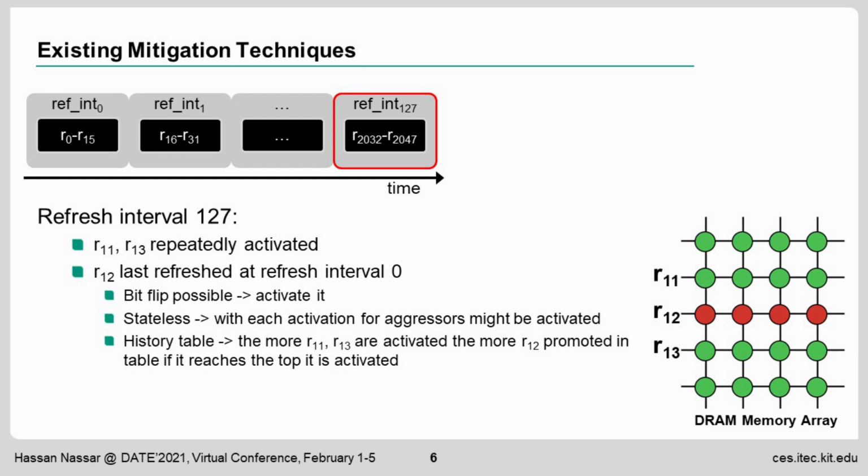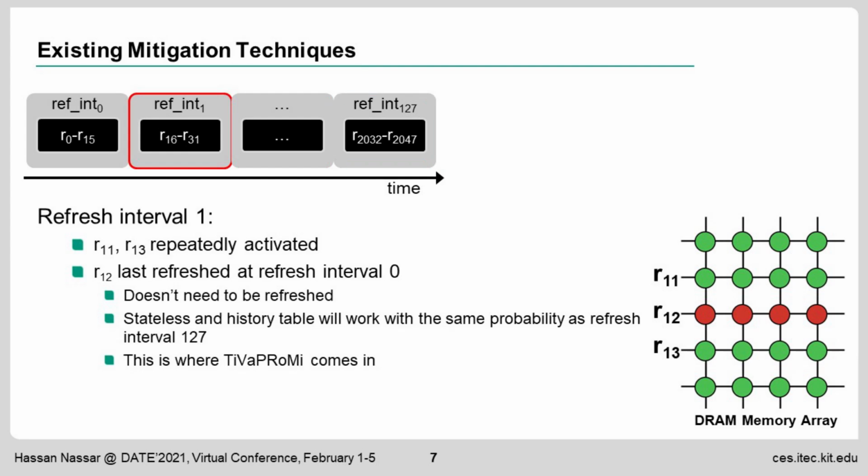For stateless probabilistic techniques, with each activation of the aggressors, row 12 might be activated based on a static probability. For the history table, the more row 11 and row 13 are activated, the more row 12 is promoted in the table. If it reaches the top, it is activated. Now we go to the same case but at refresh interval 1. Stateless and history table techniques will act the same as at refresh interval 127. However, this time it doesn't need to activate row 12, as it was last refreshed very recently.